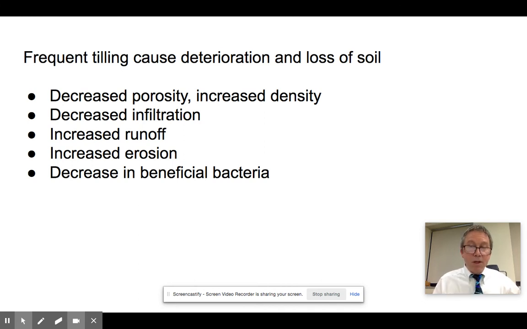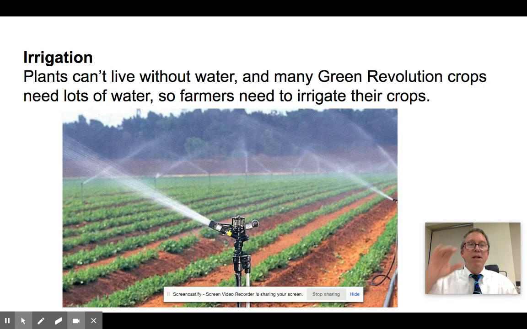So unfortunately, it's a fast, efficient way of getting crops to grow, but after a while, it makes the land unusable. So it's become quite a problem. But people have found ways around it, which we'll talk about in a different presentation. And the last thing I promise is this: we need to talk about irrigation.